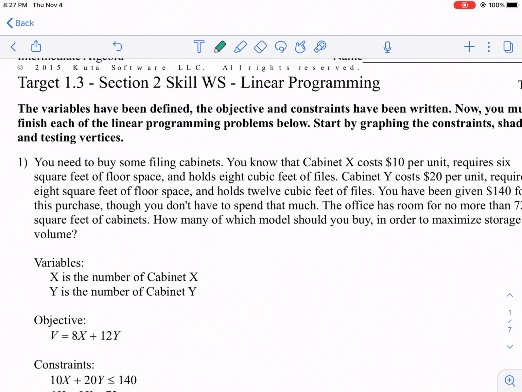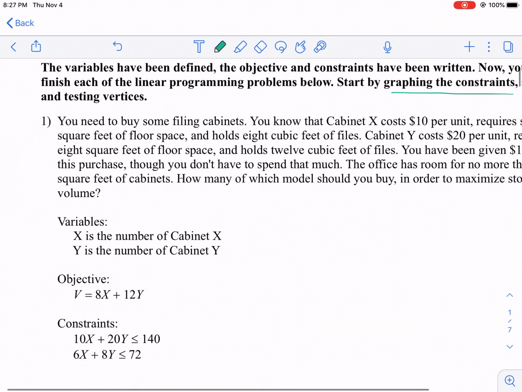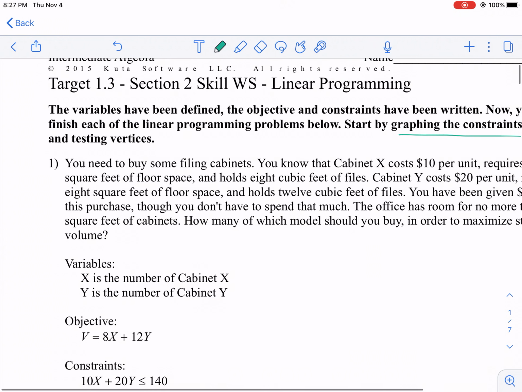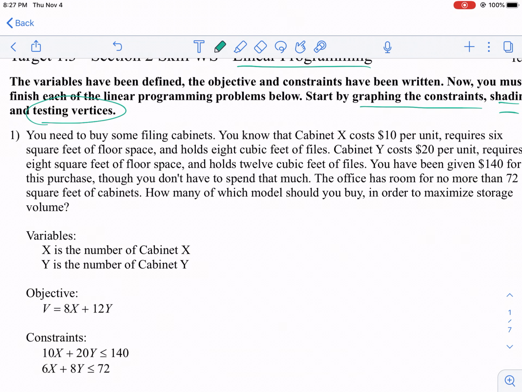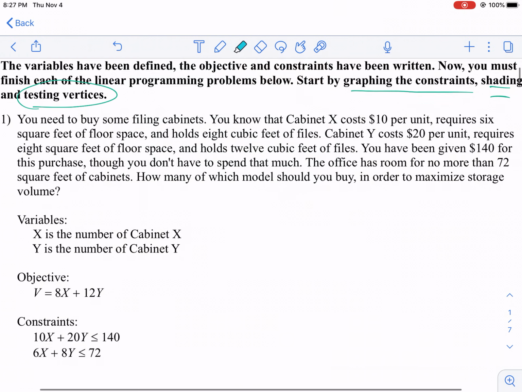It gives some instructions here. It's like a paragraph. I'll just highlight that we have to start by graphing the constraints. Those are the linear inequalities, shading, and then the most important part when it comes to linear programming is testing the vertices, okay? That's kind of like the final step. That's the most important. I'm going to read through this problem just so you get an idea of what we're looking for with all the different constraints, etc.